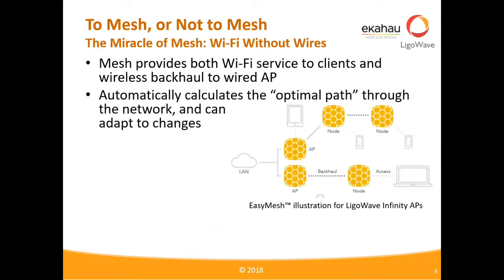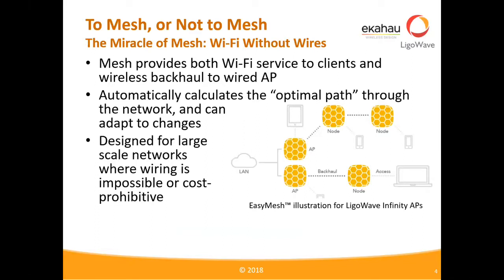It will automatically calculate the optimal path through the network, and it will adapt to changes, which means if one of those nodes happens to go down or fall off the network or move away, mesh can readapt and come up with the next best path to get back to the wired network. Which makes it very robust, because you could accept the failures of individual APs and still maintain your connectivity to more remote nodes without wires. It is designed for large-scale networks where wiring is impossible or cost-prohibitive.